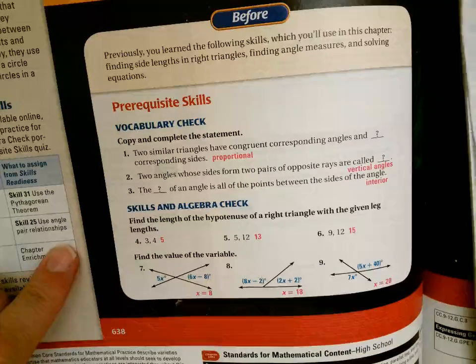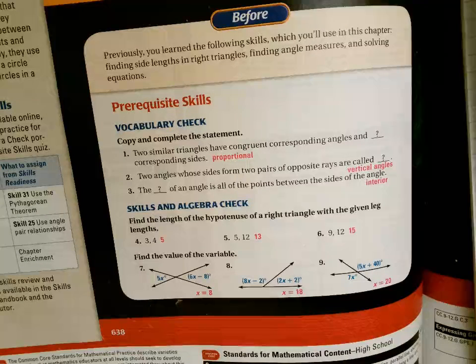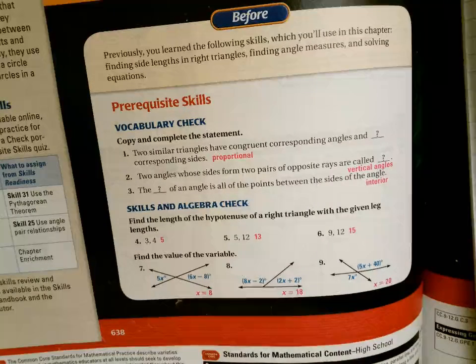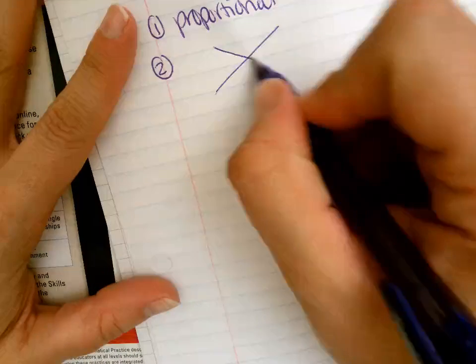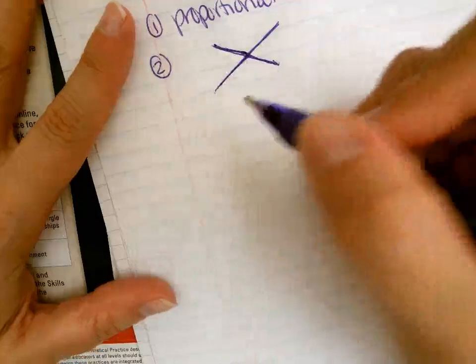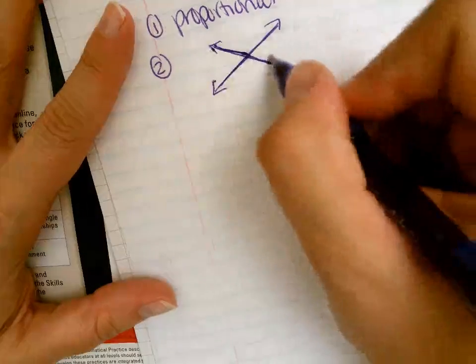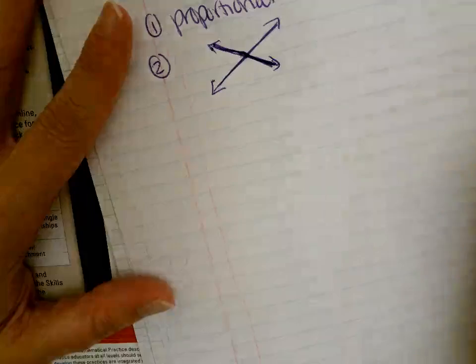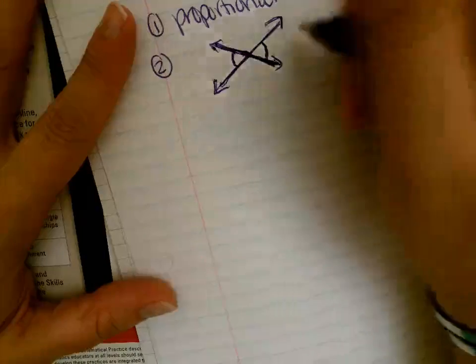Number 2. Two angles whose sides form two pairs of opposite rays are called what? So we have two angles, and their sides form two pairs of opposite rays, okay? So this is opposite rays. These are rays that are opposite. They form a straight line. Rays that are opposite and form a straight line. So we're talking about these angles right in here. Those are vertical angles.